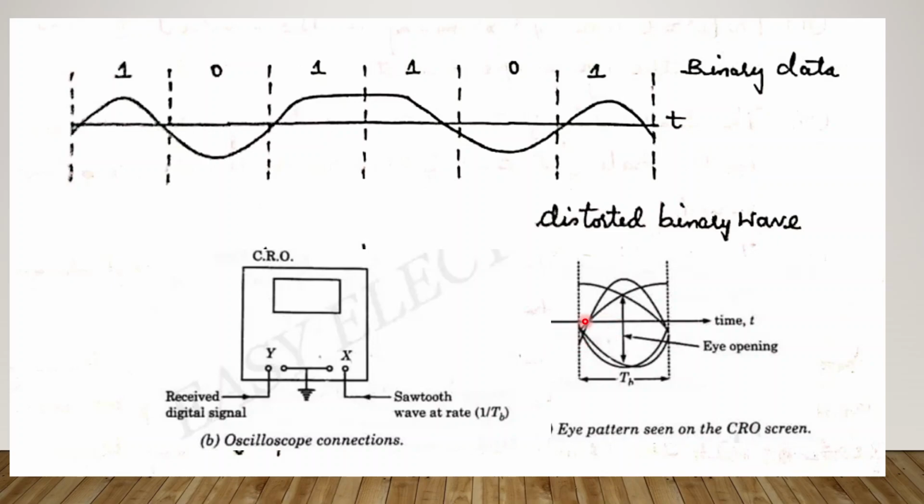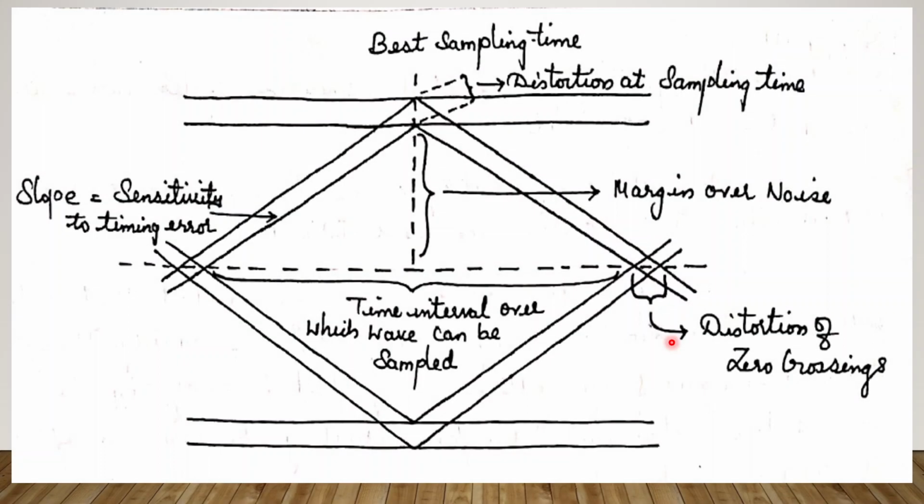That's why it is called an eye pattern or eye diagram. It is a superimposition or superposition of successive symbols. Each and every symbol is superimposed here. So this is, for analytical purposes, the theoretical eye pattern.